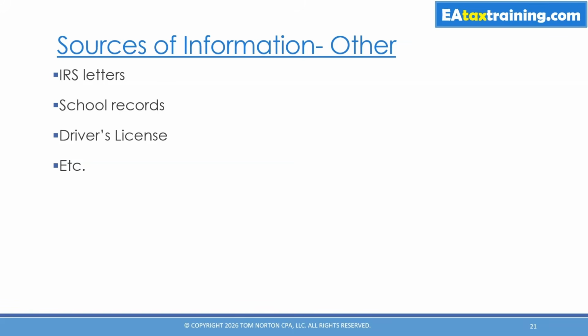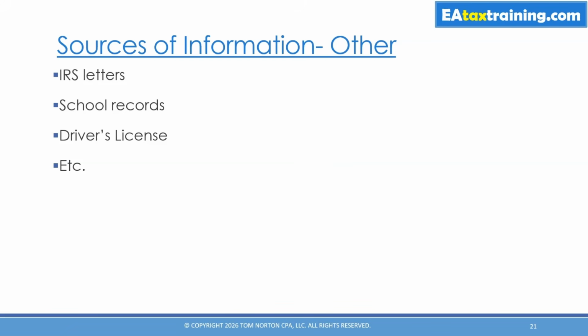So you just want to make sure you get a copy of any type of correspondence they got from the IRS. Sometimes school records, when we're looking at some of these tax credits, it's good to have school records to show the name and age of the child and that they are in fact in school. So those might be something you would want to look at. Something as simple as a driver's license or other form of identification.